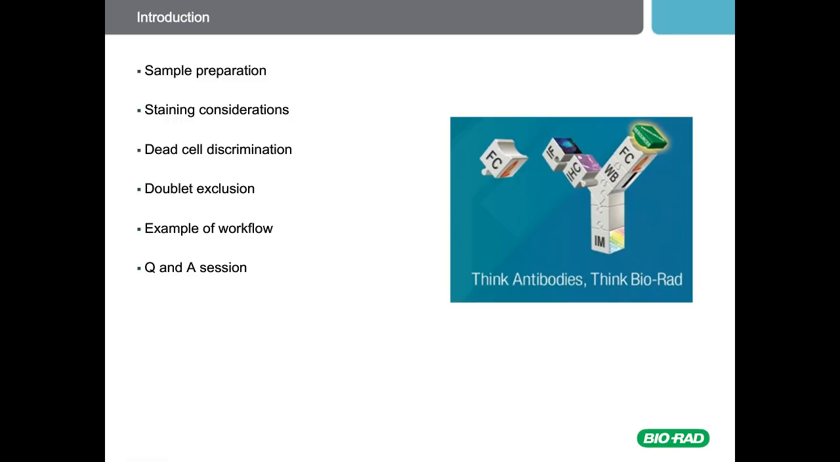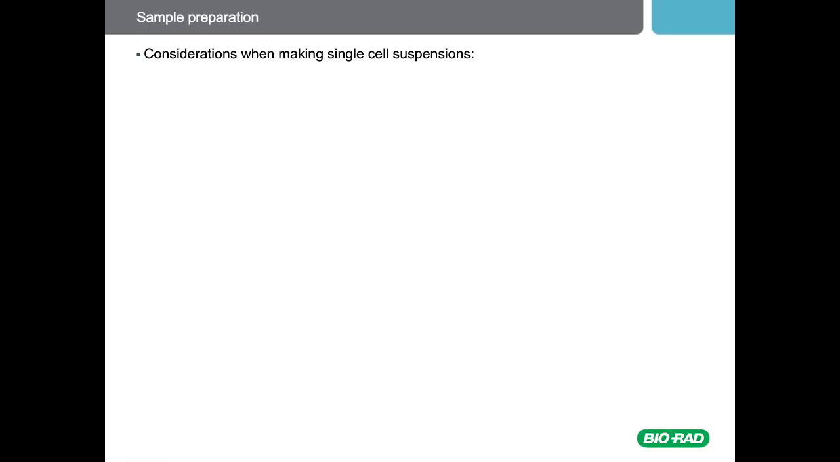So firstly, I will talk to you about best practice for sample preparation, what you have to consider when harvesting cells from different tissues, and why careful sample preparation is essential to obtain viable cells, which will help you obtain high-level flow cytometry data. So what are the considerations when making single-cell suspensions? Firstly, what is your starting sample?